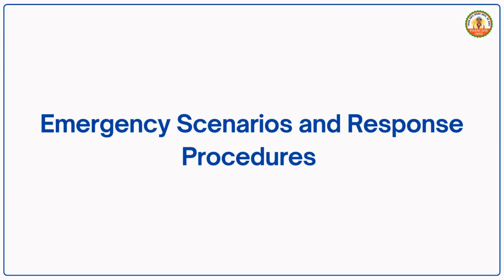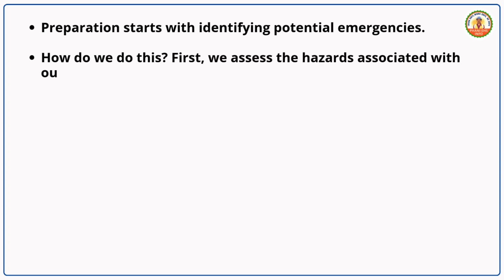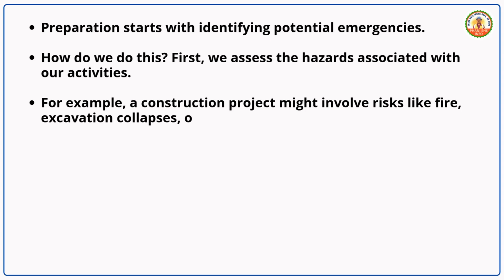Emergency scenarios and response procedures. Preparation starts with identifying potential emergencies. How do we do this? First, we assess the hazards associated with our activities. For example, a construction project might involve risks like fire, excavation collapses, or equipment failures.